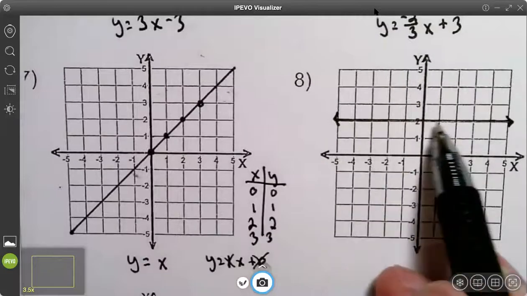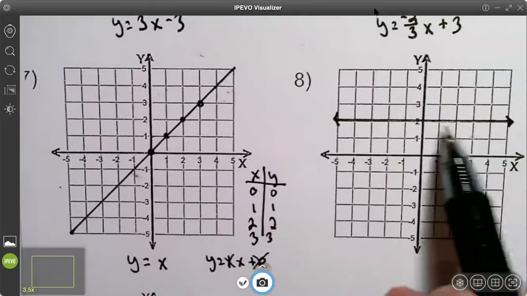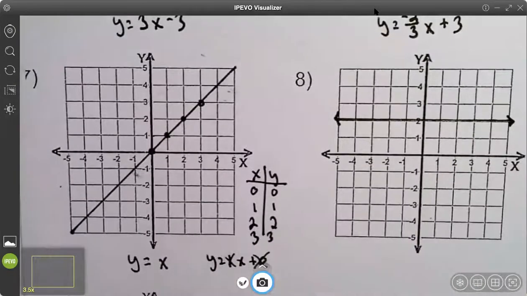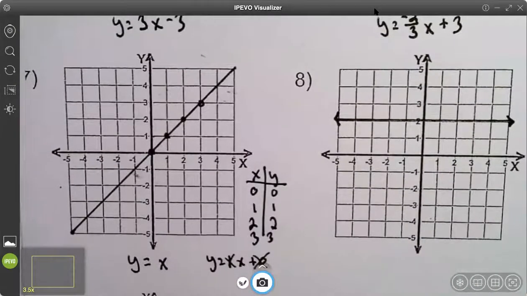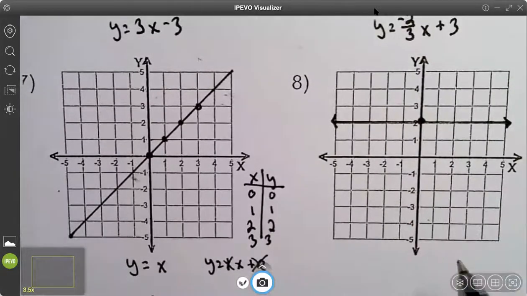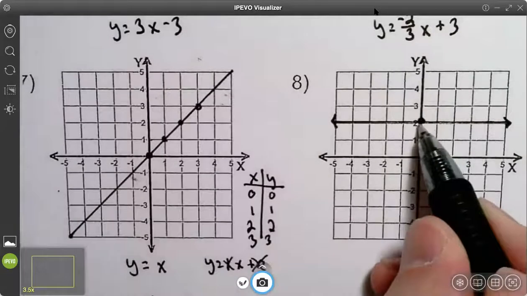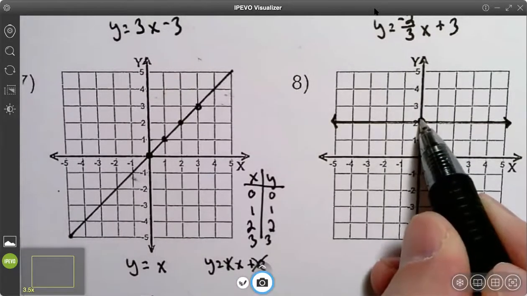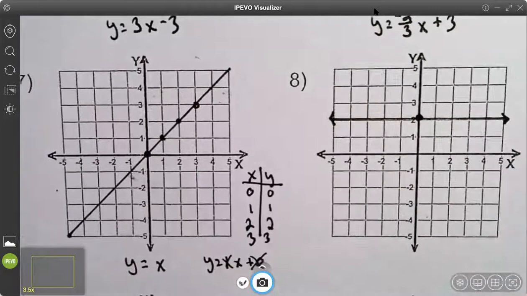Try number 8. Number 8's a little bit tricky. It's only tricky because you haven't seen one before, but think about it. Your y-intercept is 2. And what's your slope? What do you rise? You rise 0 and you run, it really doesn't matter because 0 over anything simplifies to 0. So I would not write y equals 0x plus 2. I would just write y equals 2. I have a y-intercept of 2 and a slope of 0.